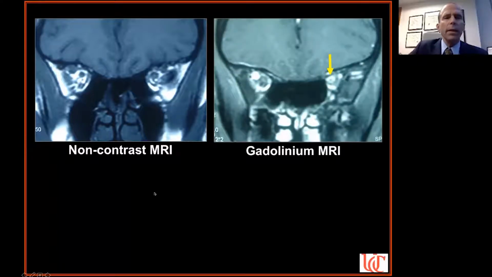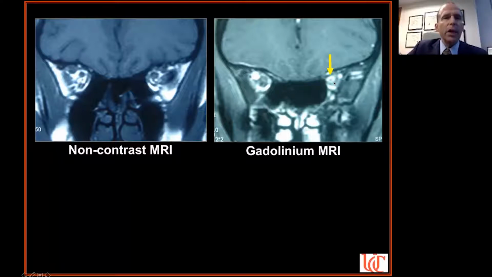But here is the gadolinium enhanced scan. Here's the right optic nerve right here. No enhancement. Look at the left optic nerve. There is marked enhancement all around the optic nerve. This person has a left optic nerve sheath meningioma.